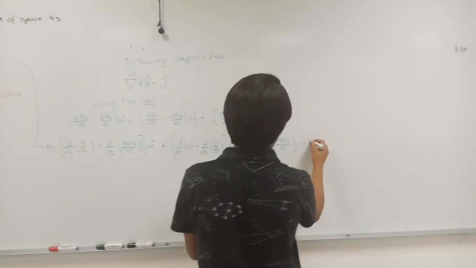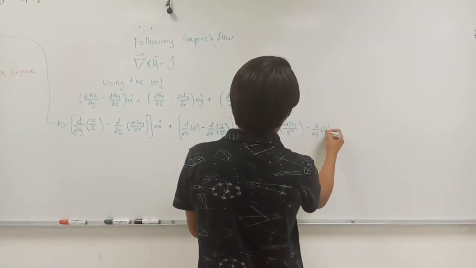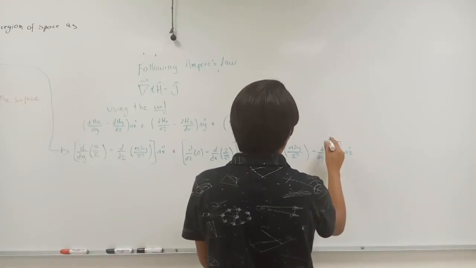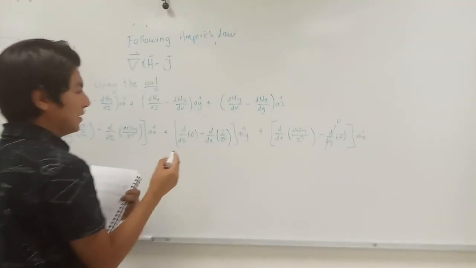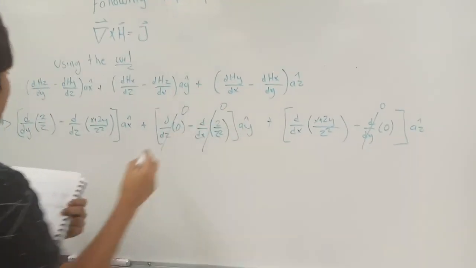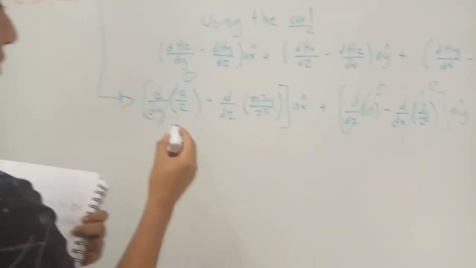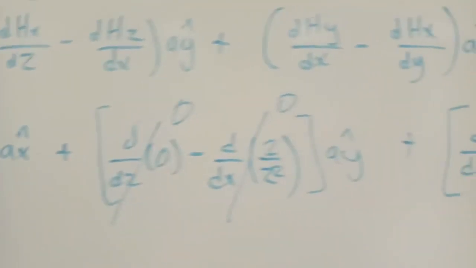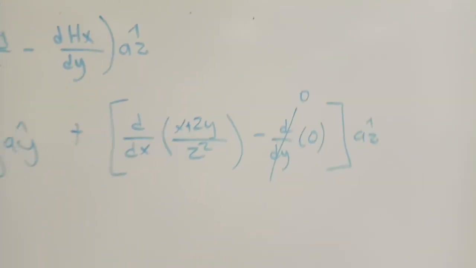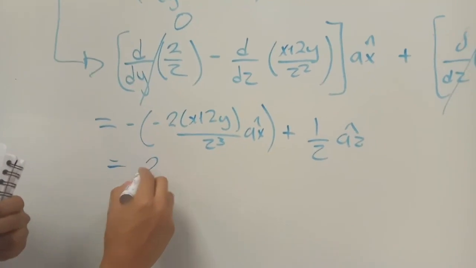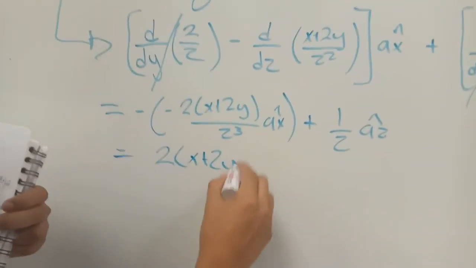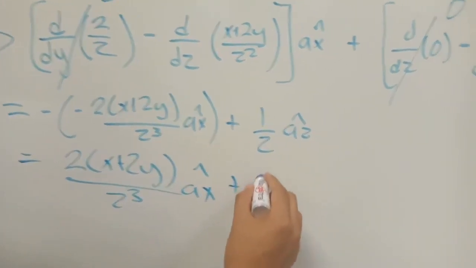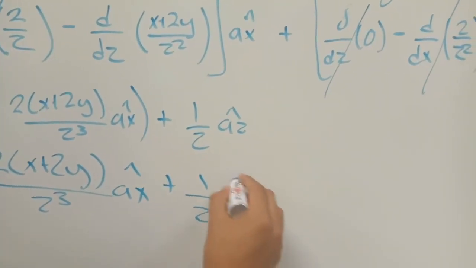So now that we have substituted the values into the equation, we look for the terms that make 0, because you don't have a component in the specified direction, or you cannot take the derivative of that component. So it looks like this. And now we know that the result is 2 times (x plus 2y) over z cubed in the ay direction plus 1 over z in the az direction.